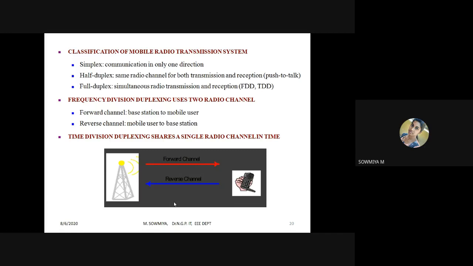Frequency division duplexing uses two radio channels, the forward channel and the reverse channel. The forward channel is the voice transmission from the base station to the mobile user. And the reverse channel is the voice transmission from the mobile user to the base station. And also, time division duplexing shares a single radio channel in time. In this slide, you can see a common transmitter, which is used to forward the channel to the phone and also receive the channel, and it will forward to the next mobile phone in the opposite direction.